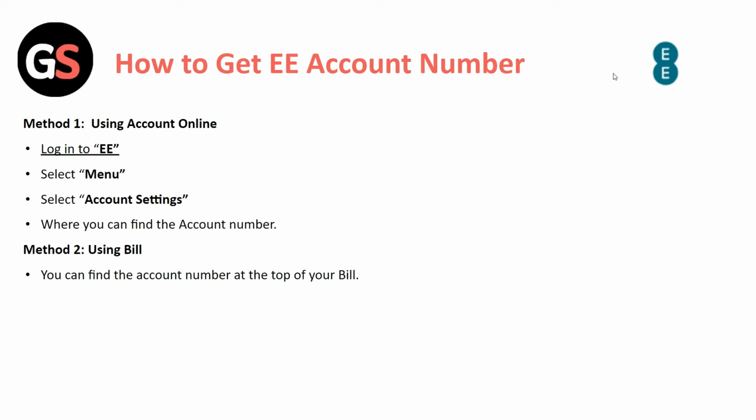So now let's begin with how to get an account number. Simply, we have to log in to an online account. You have to log in to their website with your credentials. After that, you have to go into their menu. In the menu, you have to select Account. There you can find the account number at the top. The link for this we will provide in the description box to simply go through this website. You can get your account number for your EE.